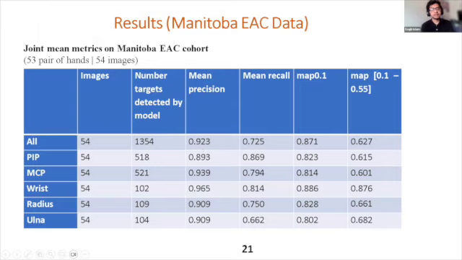And as you can see, the pre-trained and fine-tuned object detection model performs relatively well, not as well as it did on the public data, but relatively well since these were adult radiographs compared to the pediatric hands it was trained on. Except for the radius and ulna joints, I guess, it struggled a bit with the ulna joints in particular when compared to the PIP, MCP, wrist, and radius joints.